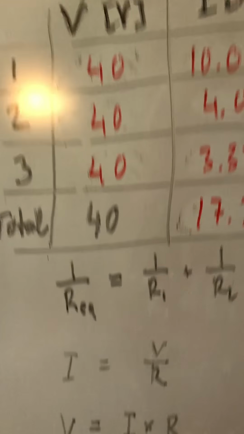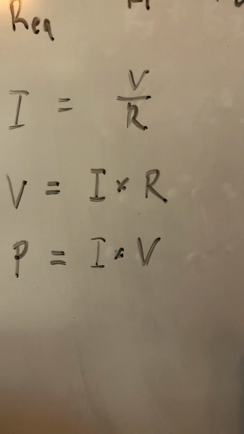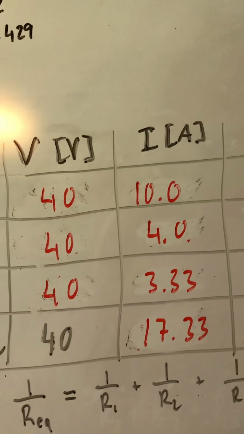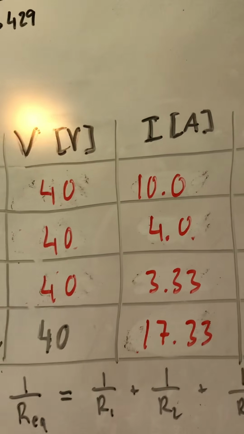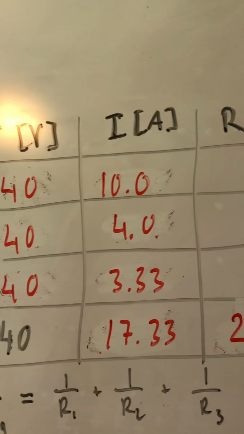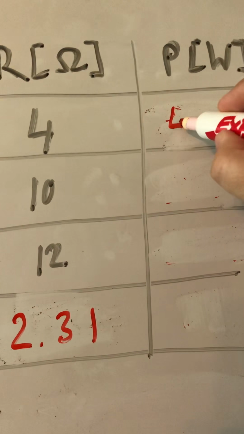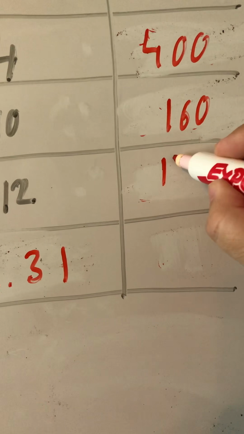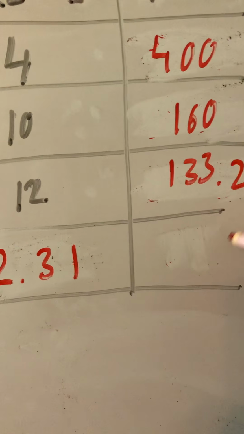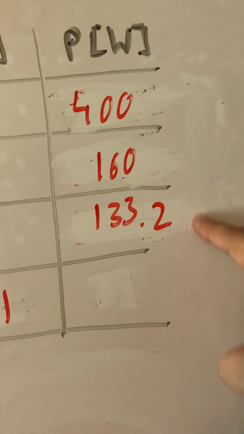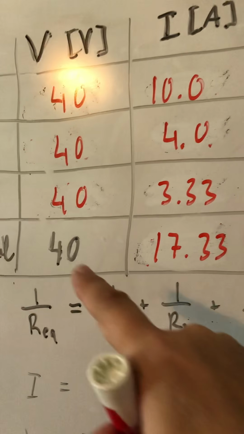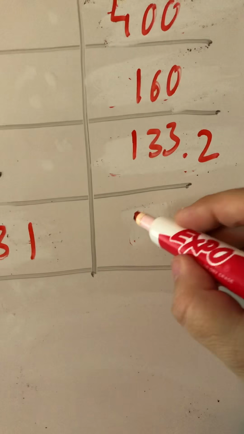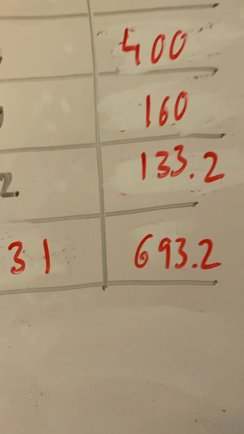So now we've got 3 out of 4. And to calculate the power, we're going to use this formula: power is current times voltage, so I times V. So 40 times 10, 40 times 4, 40 times 3.33 gives us values for the power of 400 watts, 160 watts, 133.2 watts, and we can either add all of these together or simply do 40 times 17.33, and it gives us the same number, 693.2 watts. Okay, that's that.